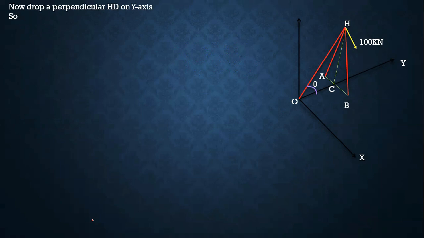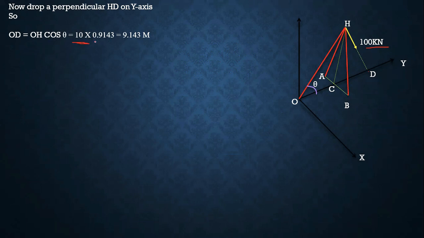Now drop a perpendicular HD on the y-axis, just like this. Drop a perpendicular in the direction of the load. This is point D. Now we have to calculate all the distances. We know OC, and OD will be OH cos theta. OH is 10 meters, the length of the guy rope.